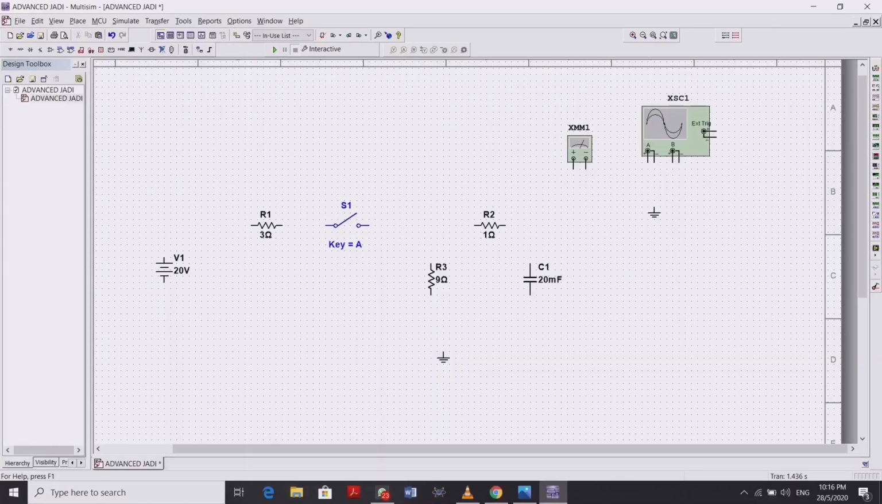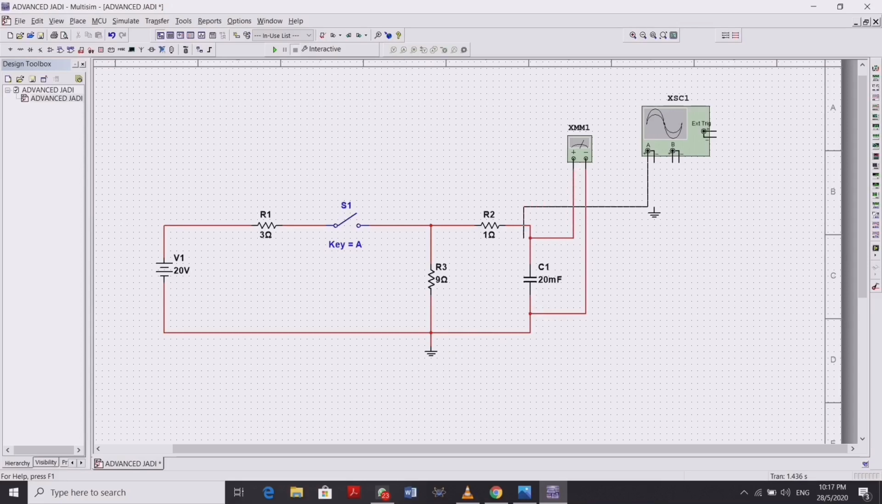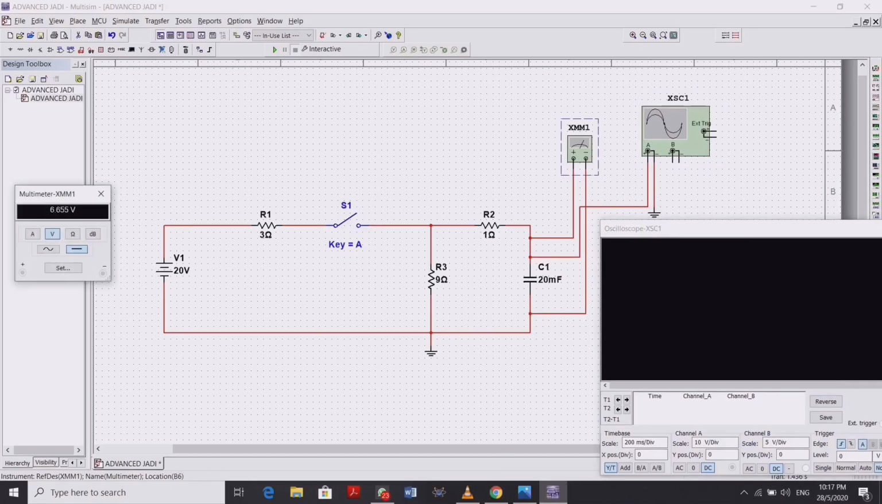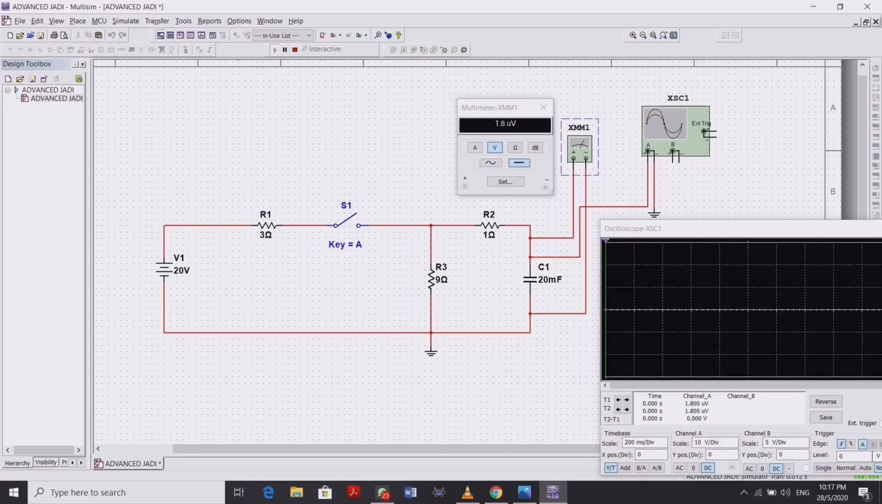For circuit simulation, we need 1 ohm, 3 ohm, and 9 ohm resistors, a 20 millifarad capacitor, 1 single switch, a DC power supply, an oscilloscope and 1 multimeter connected to the capacitor to observe the charging and discharging process. Make sure all the connections are correct. Then we will run the circuit.